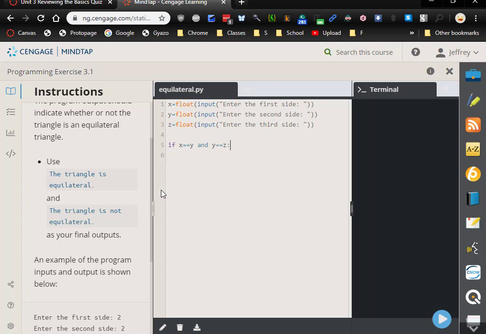So if x == y and y == z, we're going to print this message. The triangle is equilateral. So again, to make sure that I get it exactly correct, I'm just going to copy that statement. This needs to be tabbed over one. Fortunately, it did. Print, parentheses, double quotes, paste. And then I'm going to back tab so that I can make it say else colon, lined up with the if. And I have another print message to print. Print, parentheses, double quote, and it's this one. The triangle is not equilateral.